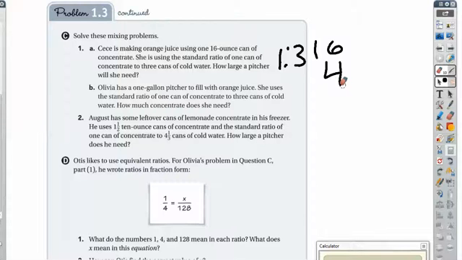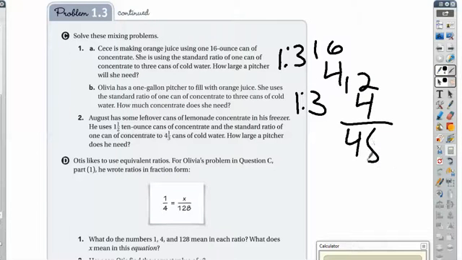Okay, and so then you do 1 to 3 again, which also equals 4. Now you have 12 times 4, and that's 48. And you would use a 60-ounce pitcher because that's the smallest one. 48 is smaller than all the rest.